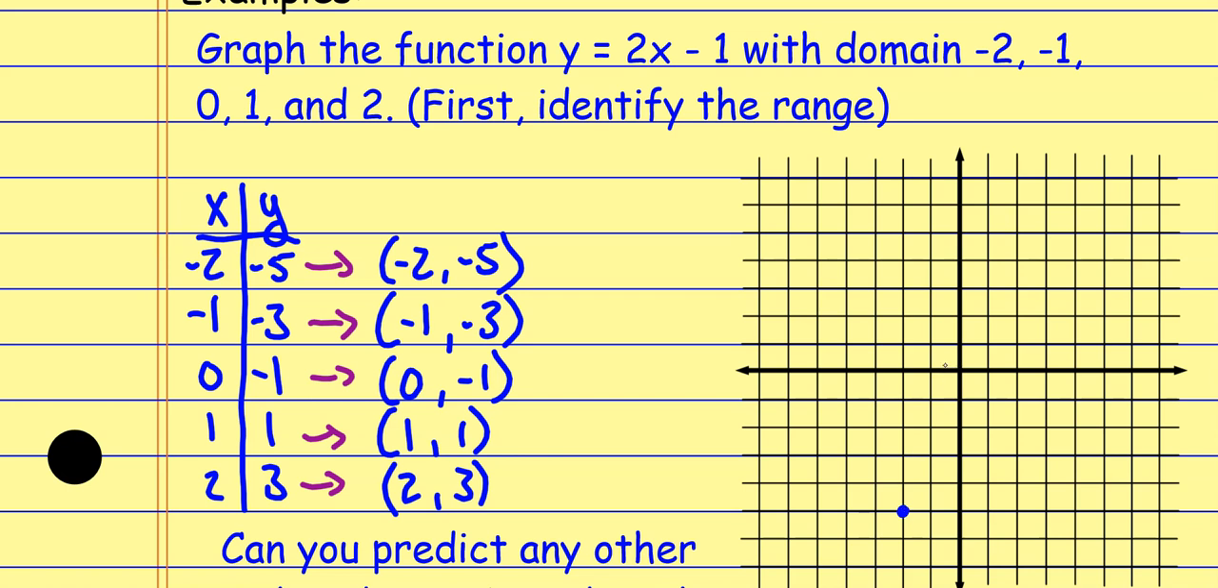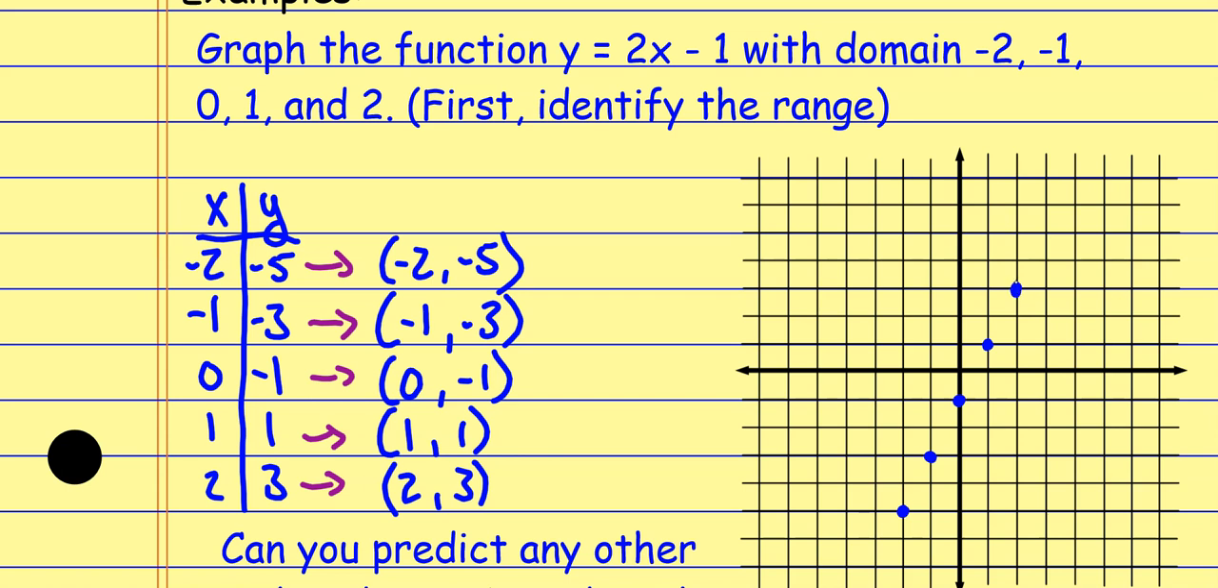And then -1, that's left 1. -3, down 3. The next one, 0, so I don't go left and right. -1, I go down 1. The next one, +1 is to the right 1. +1 for y is up 1. The next one, +2, +3.